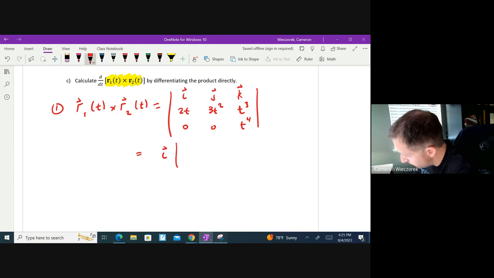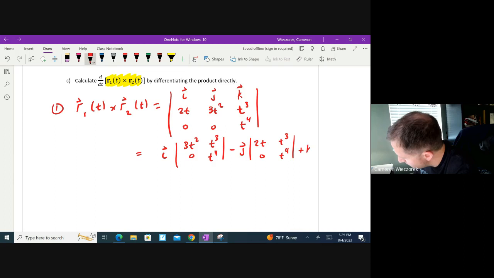So maybe let me write this one out to be thorough. 3t squared, t cubed, 0, t to the fourth. Minus j, cross off first row, second column. I'm left with the determinant of 2t, t cubed, 0, t to the fourth. Plus k, I'm left with the determinant. If I cross off first row, third column, I'm left with the determinant of 2t, 3t squared, 0, 0.